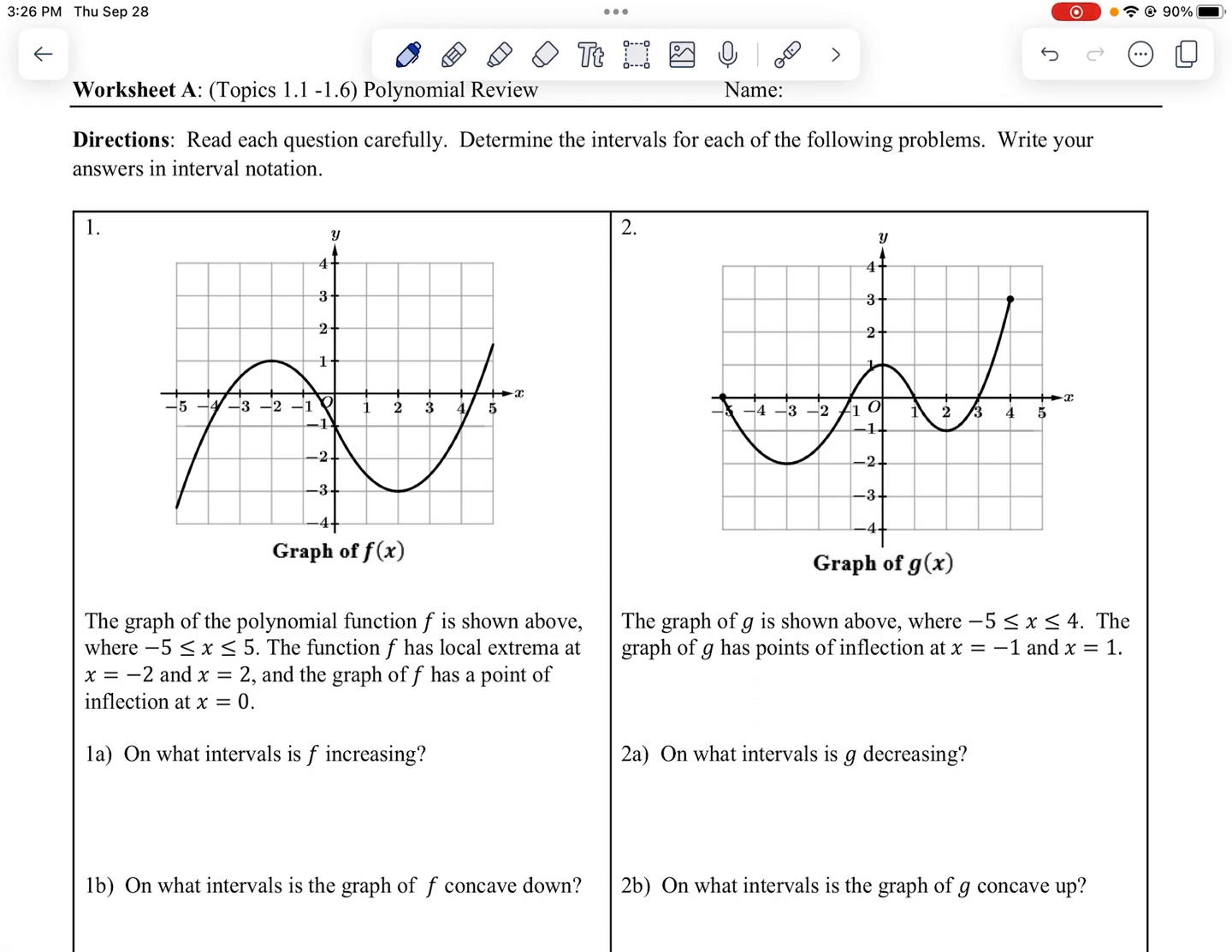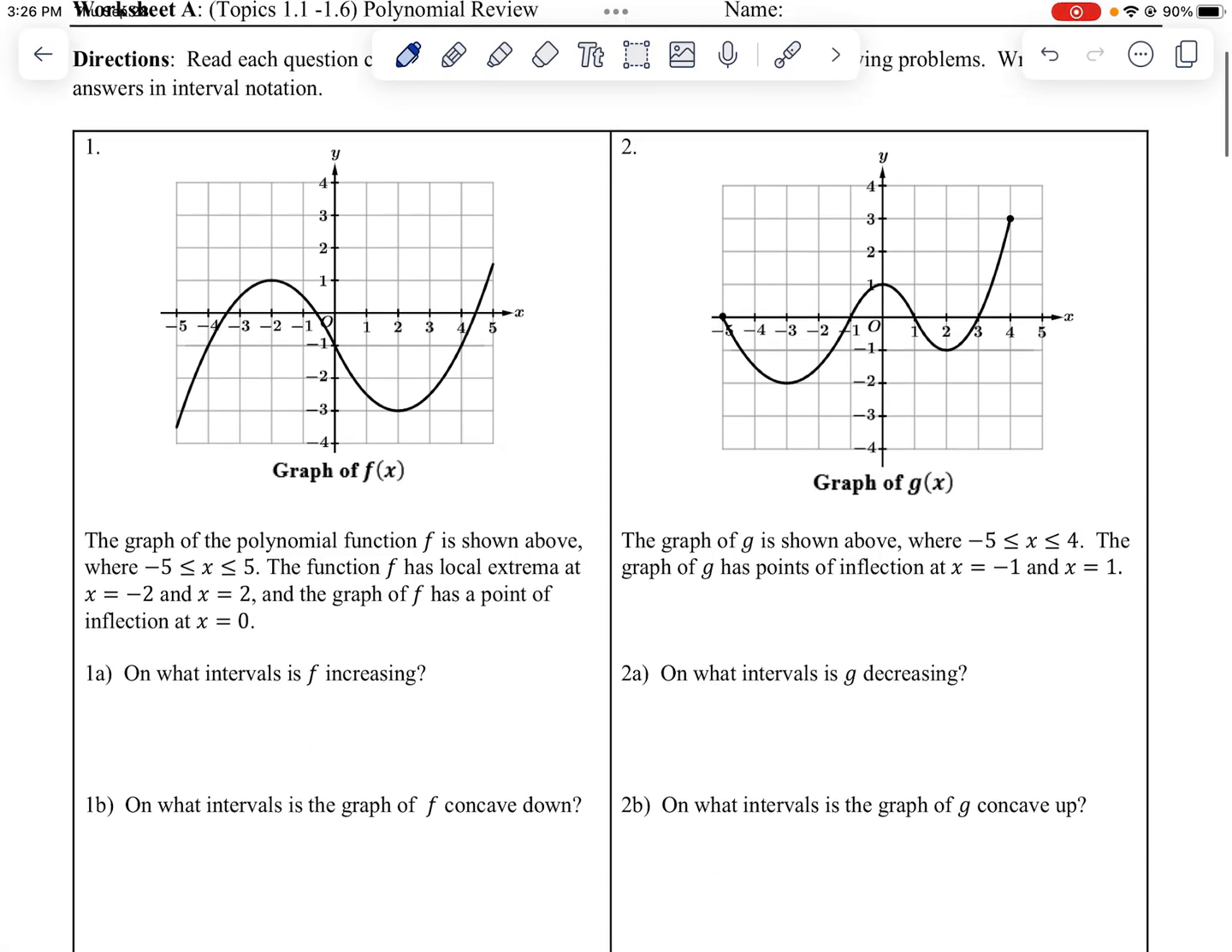Taking a look at this review. So this first one here, the graph of the polynomial function has local extrema, a max and min, and a point of inflection at 0. On what intervals is it increasing? It's increasing here to here and here to here. So it's increasing from -5 to -2, and then again from 2 to 5.